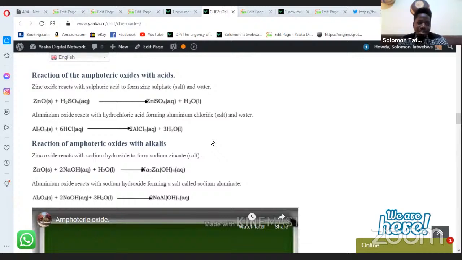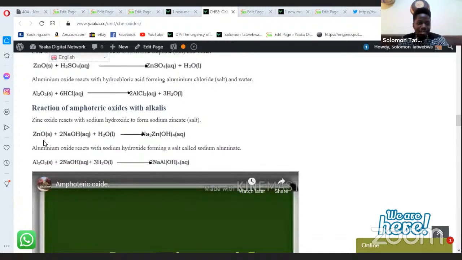Then when they react with alkalis, for example, zinc oxide reacts with sodium hydroxide to form a complex. This is sodium zincate. They just form complexes when they react with these alkalis like sodium hydroxide. When aluminium oxide reacts with sodium hydroxide, you form another type of complex, which is right here, sodium aluminate. This is how we write it. So those are the reactions for the amphoteric oxides.